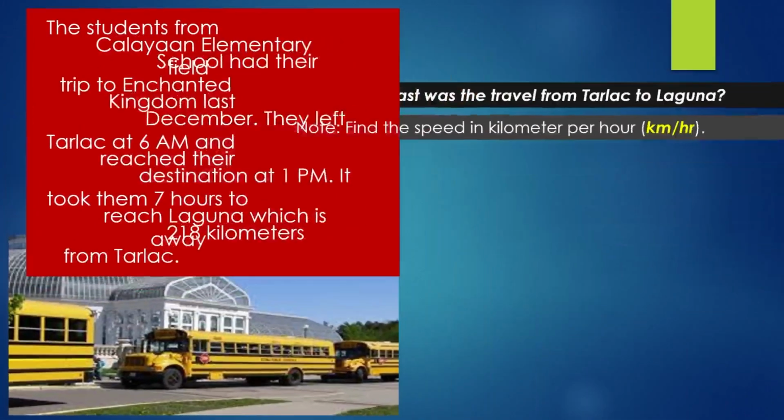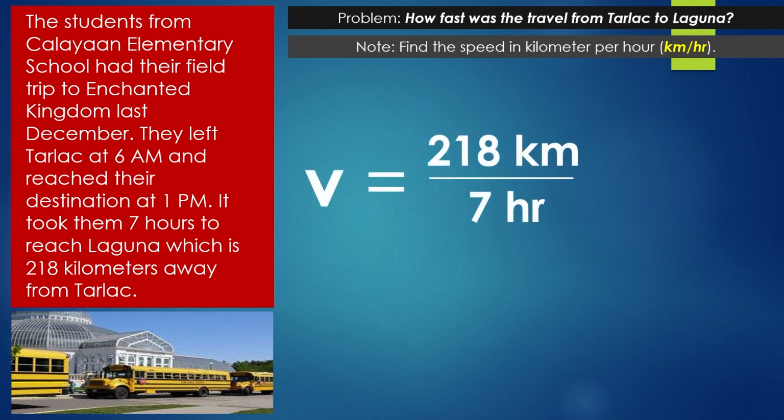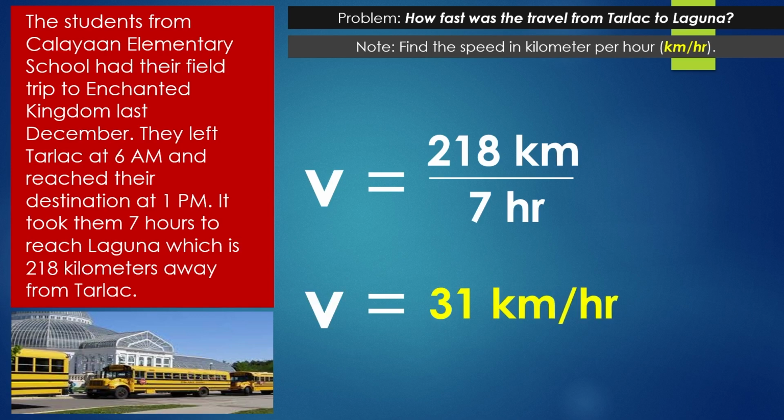km/hr. Again, the formula is V equals D over T. The case gave us 218 kilometers for distance, 7 hours for time. Replacing, we now have V equals 218 kilometers divided by 7 hours. The answer is gonna be 31 kilometers per hour. Very good, class. Very good.